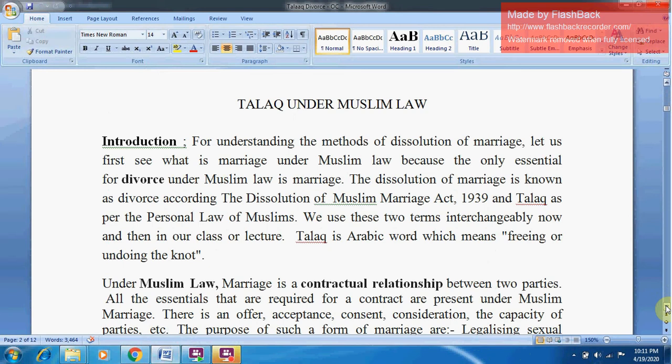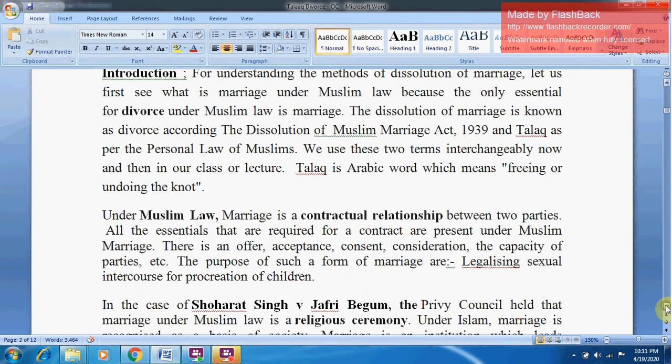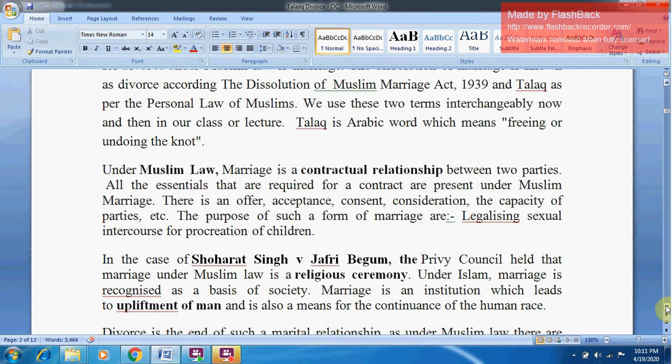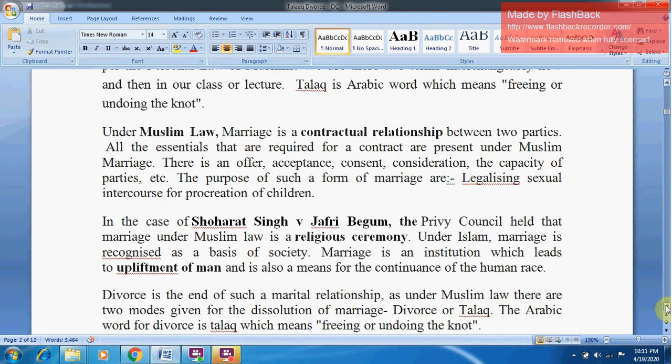Talaq is the Arabic word which means freeing or undoing the knot. I repeat, talaq is the Arabic word which means freeing, F-R-E-E-I-N-G, or undoing the knot. Here knot means K-N-O-T. Under Muslim law, marriage is a contractual relationship between the two parties. All the essentials required for a contract are present under the Muslim marriage. There is an offer, acceptance, consent, consideration, the capacity of the parties, etc. The purpose of such a marriage is legalizing sexual intercourse for the procreation of children.